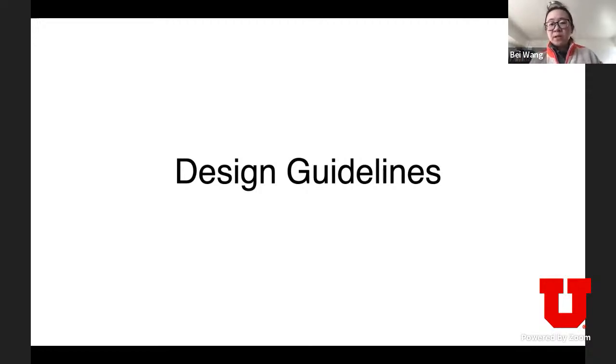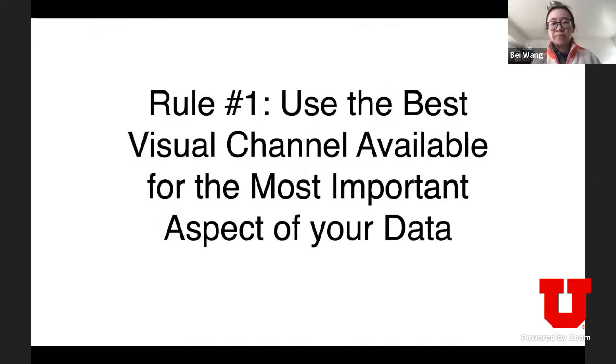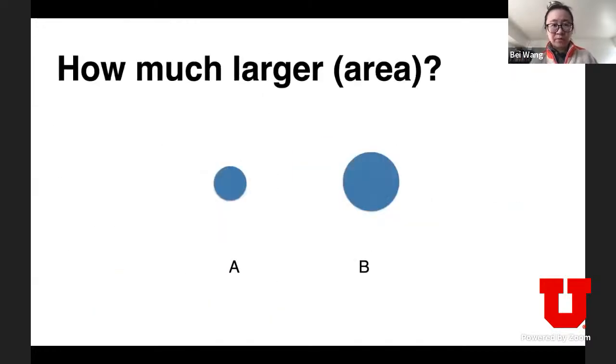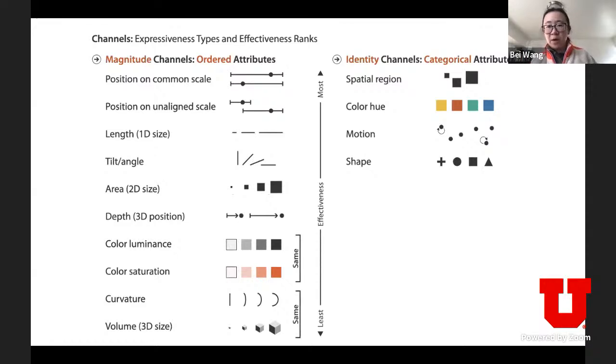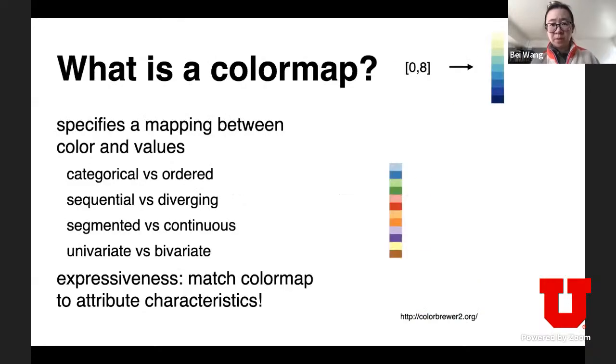When you think about design guidelines, the first one, rule number 1, is to use the best visual channel available for the most important aspect of your data set. Whether the best visual channel is color or shape or something else, the most important idea, if we go back to the visual channels and the expressiveness of each channel, is that, for example, spatial regions versus color are more effective than shape. For example, length is sometimes more effective than volume. So you want to consider the most effective available channel for the most important component of your data set.